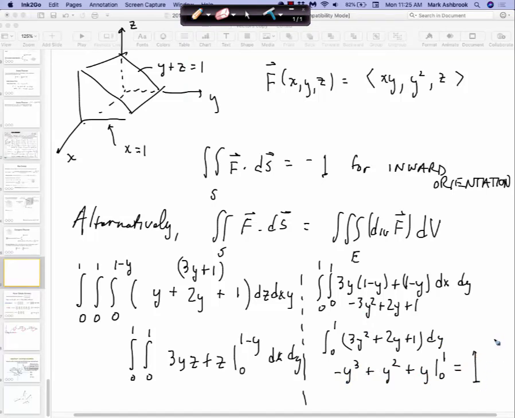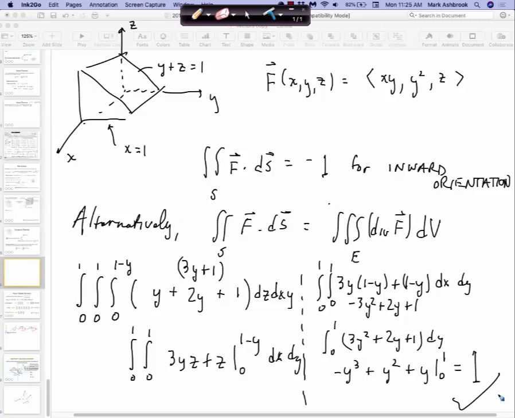And so indeed, that was doing it for outward orientation, right? This found it for outward orientation, so positive 1. Had we done the surface integral for outward orientation, we would have gotten positive. Everything would have been opposite. We got positive 1. So check, verified, right? So we verified the divergence theorem for this solid in this vector field.